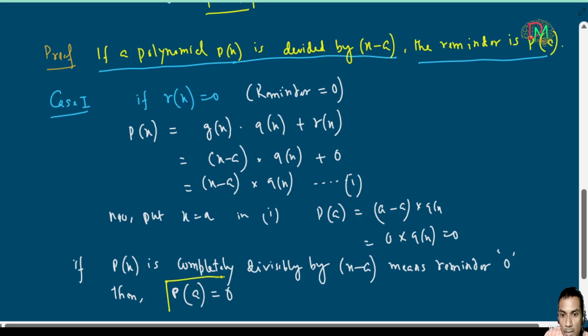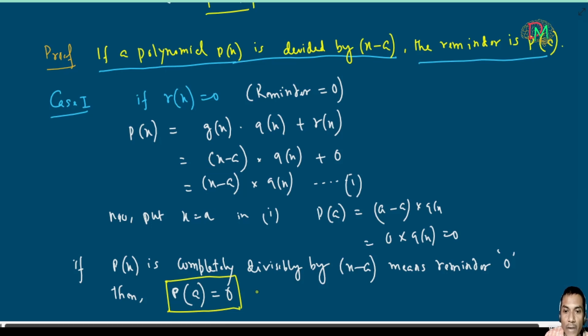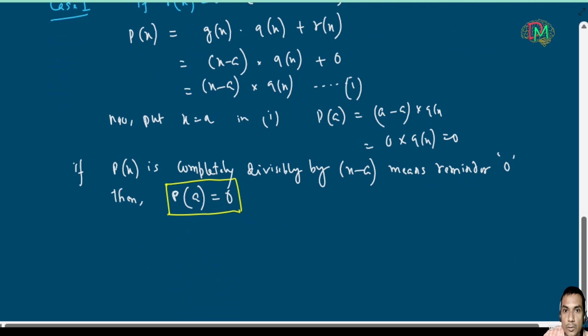Okay, if P(a) is 0, we put the value a in the given polynomial, then we check if the value is 0, so we can say that x minus a can completely divide the given polynomial. Is it clear? So this is case 1. Next is case 2. What is case 2?